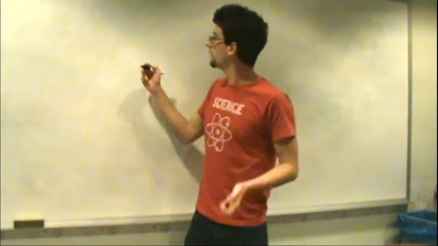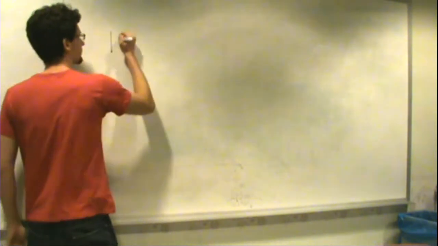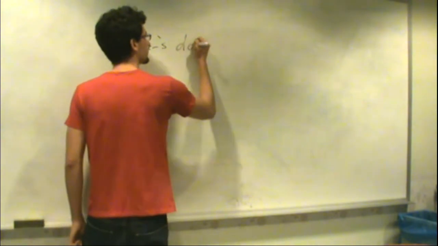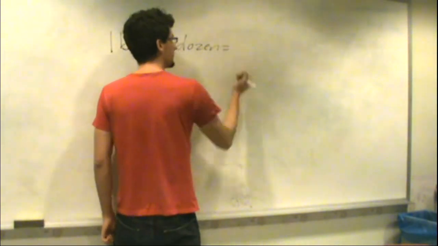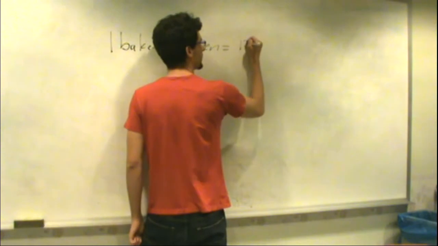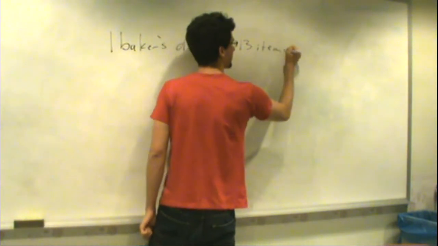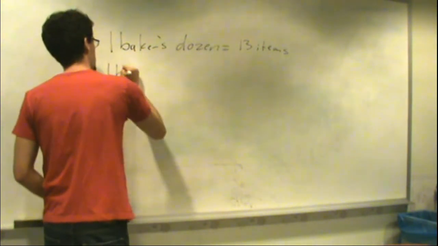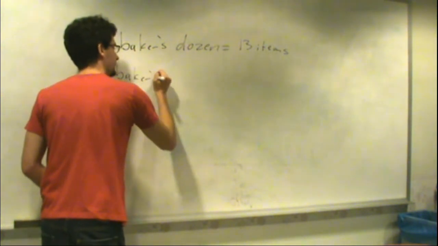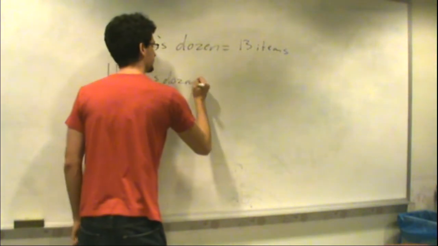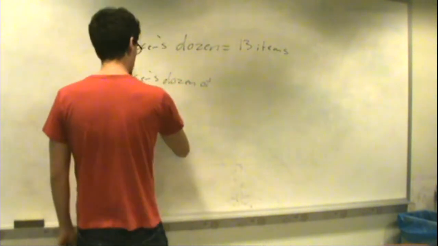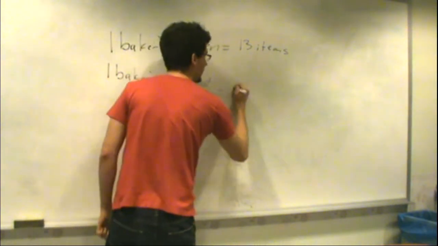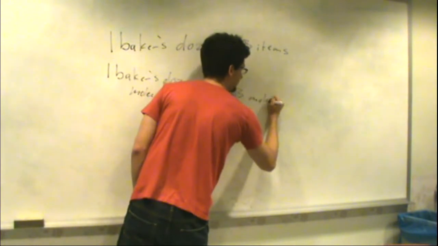All right, so we know 1 baker's dozen is equal to 13 items. So if we have 1 baker's dozen of molecules, that means we just have 13 molecules, right?